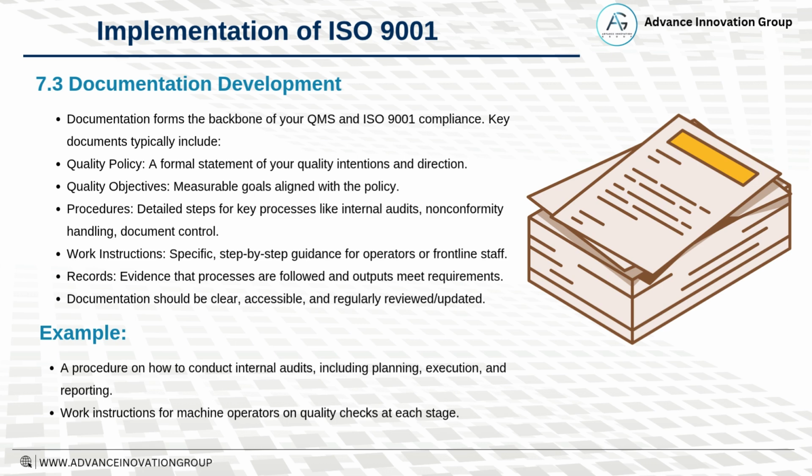For example, you might have a procedure explaining how to plan and conduct internal audits, including reporting. Similarly, work instructions could guide machine operators on performing quality checks at each stage of production.